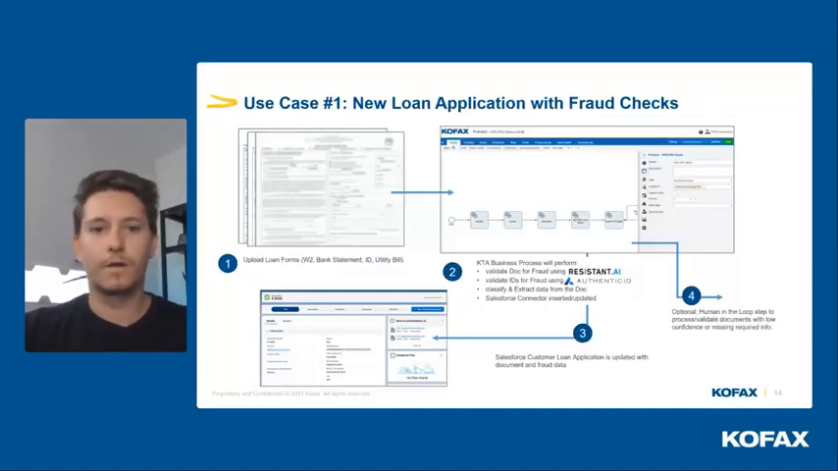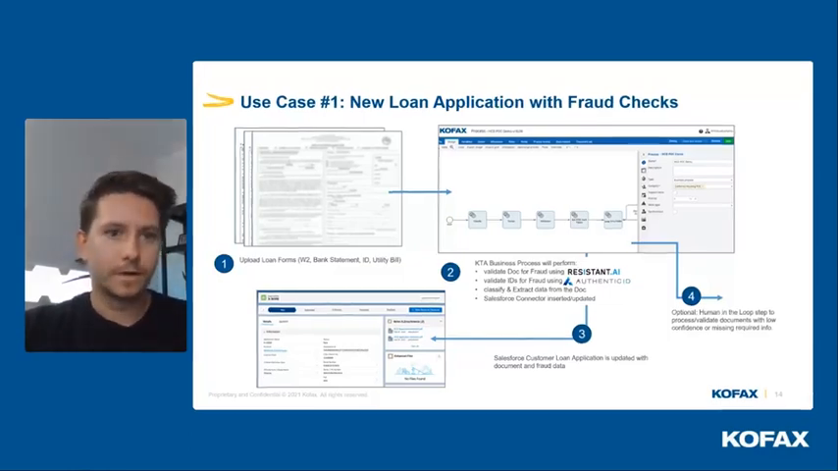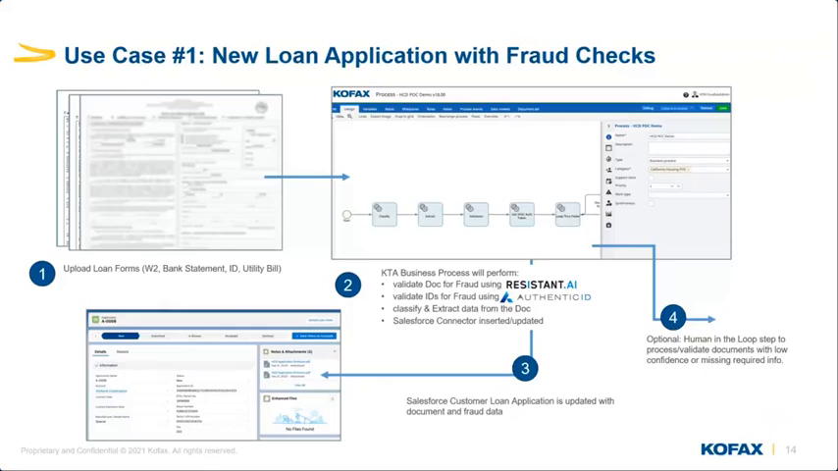So first, I'm just going to talk about what exactly this demo is going to look like so that we know what to expect going into this. We have this use case here where, as Bill discussed, we are going to create a new loan application with automatic fraud checks. All of this is going to be stored within Salesforce, using Salesforce as the single source of truth. As you can see, we'll follow the steps here. Number one, you upload the loan forms. That could be any documents like W-2s, bank statements, IDs, utility bills, and even credit applications. You'll see that in just a sec.